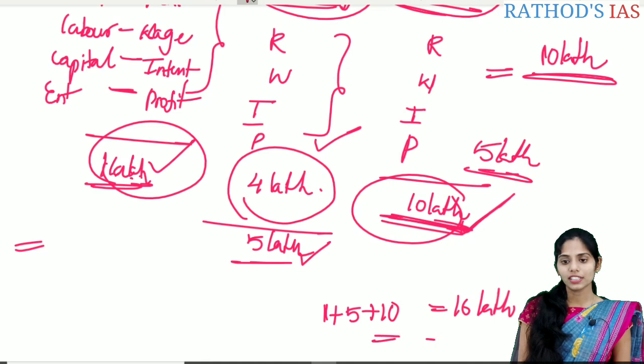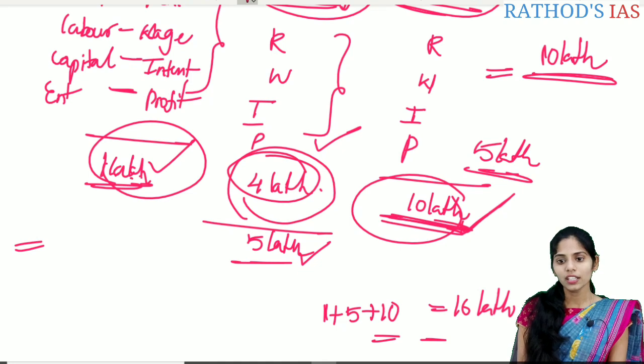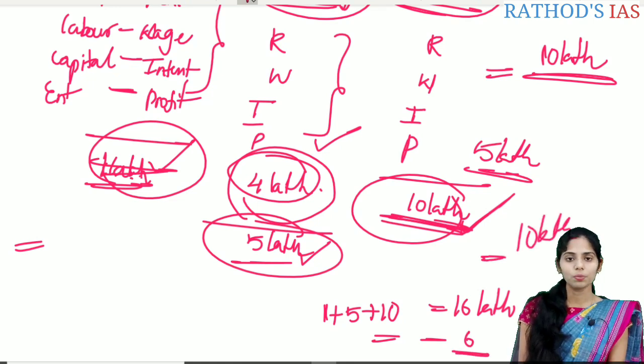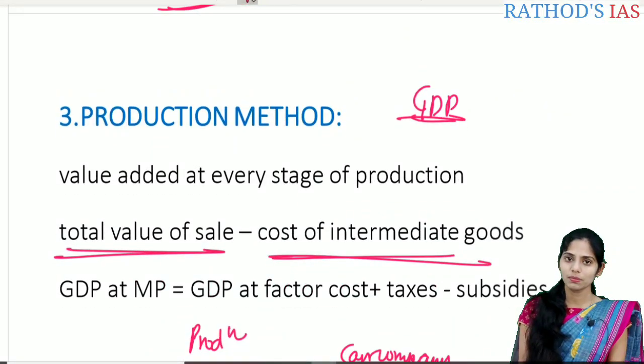Then we are subtracting the intermediate goods cost. Okay. And we are removing the intermediate cost, that is 5 lakhs plus 1 lakh here. So we are removing the 6 lakh. Then the final good cost is 10 lakh rupees. So I hope it is clear now. So this is the production method.